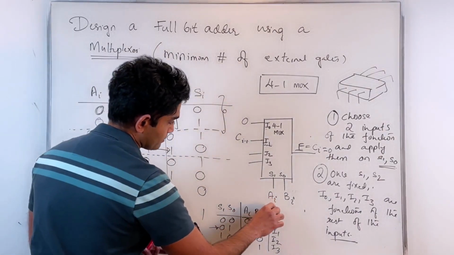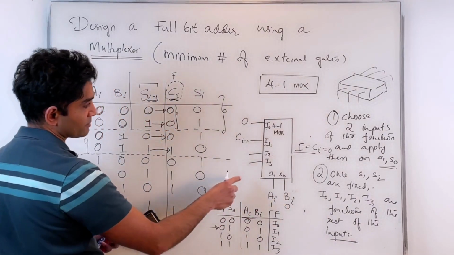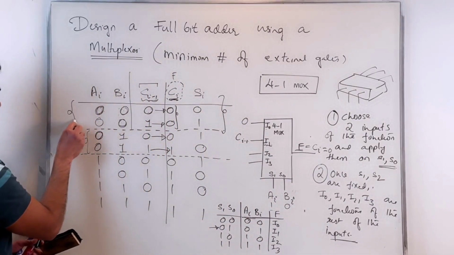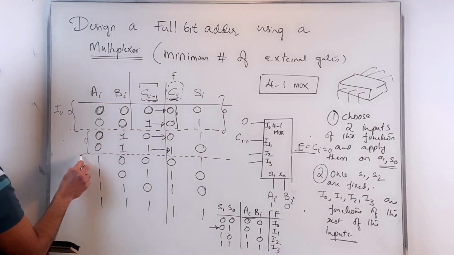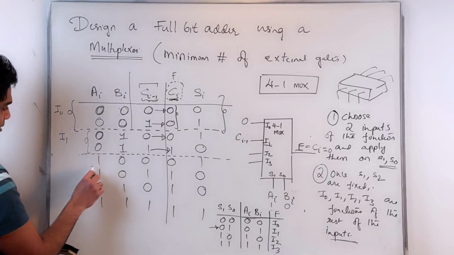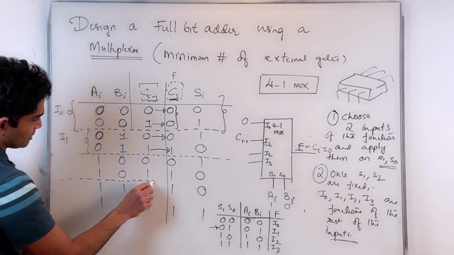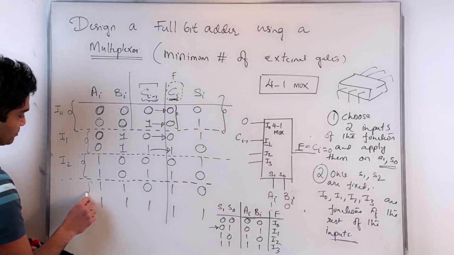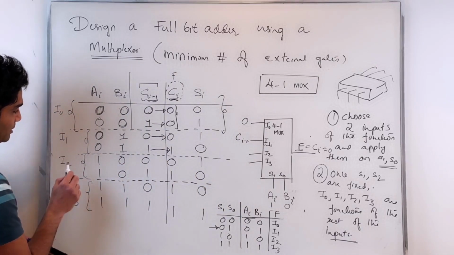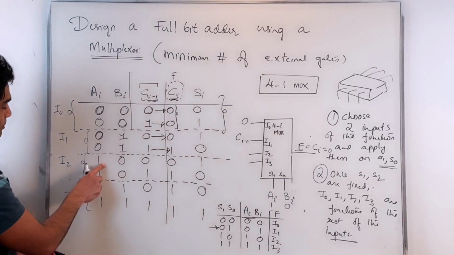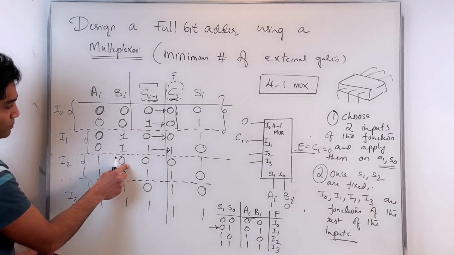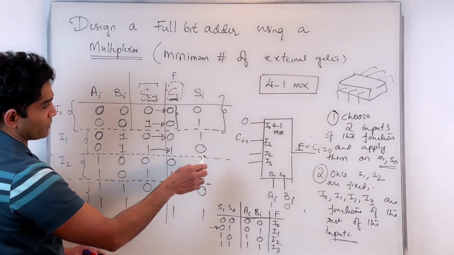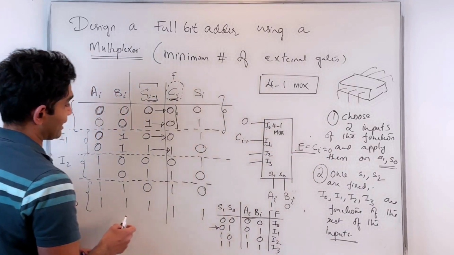1, 0 on Ai, Bi, that means I2 is the one routed to the output. So this corresponds to I0 that is routed. This corresponds to I1. This corresponds to I2. And this corresponds to I3. Right? So with Ai 1, Bi 0, I2 is the one routed to the output. And what should I apply in I2? I2, which is a function of Ci minus 1 again.